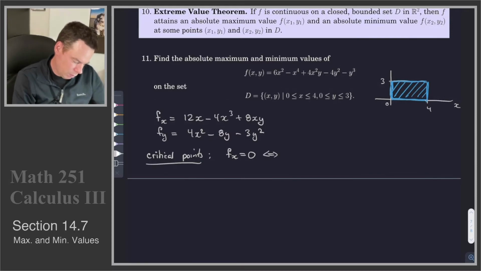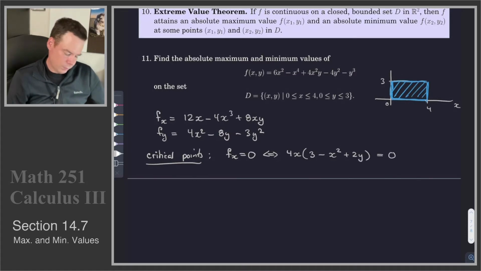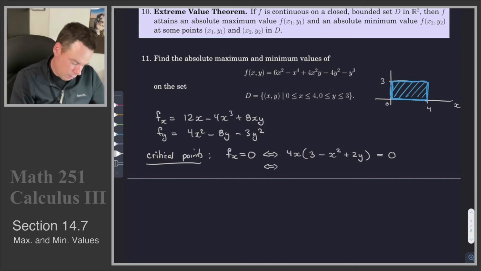But I'm going to look at f sub x equal to 0 first. And the reason is because I look at f sub x, every term has an x in it, and it also has a 4 in it. So I'm going to factor out a 4x. That leaves me with a 3 minus x squared plus 2y. And that's equal to 0. So that tells me that in order for the x partial to be 0, either x is 0 or x squared is equal to 3 plus 2y. So those are 2 options. So let's consider those 2 cases.